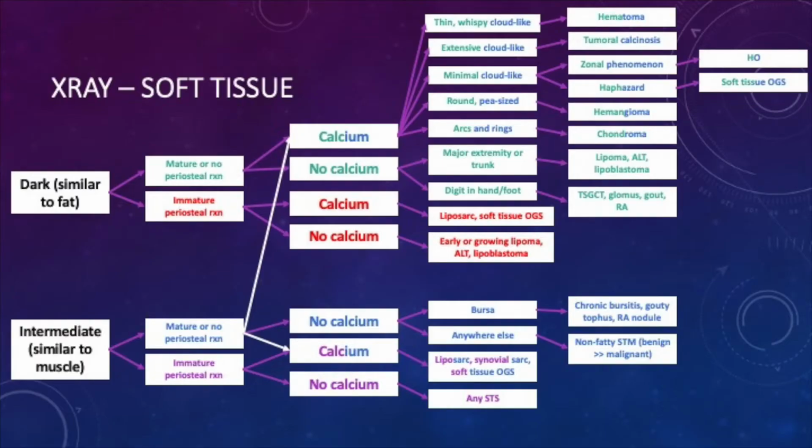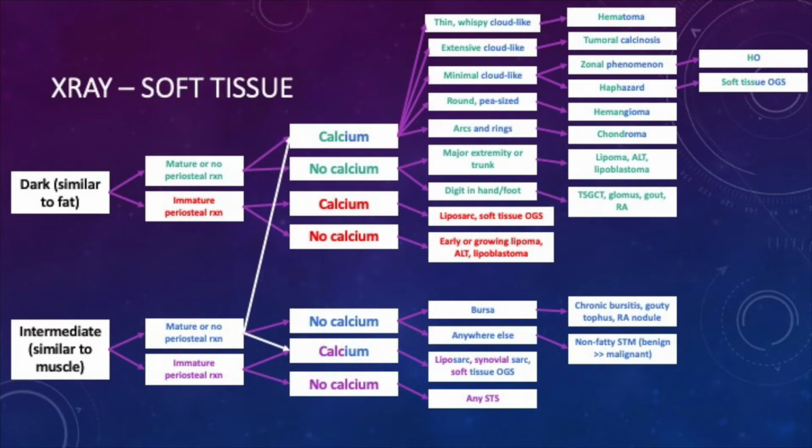And first we'll start off with X-ray and we'll focus on soft tissue here. Again, you always want to start with an X-ray for any mass, even if we're talking about soft tissue, because it can be helpful diagnostically and again, in terms of what anatomy is involved or if the bone is being involved. So if you see something on X-ray, the first thing we want to look for is what does it look like compared to fat? Is it dark, meaning similar to fat appearance on the X-ray, or is it an intermediate gray similar to muscle? The next thing we're going to look at is whether or not there's the presence of a periosteal reaction, and is it mature or immature or no periosteal reaction at all.